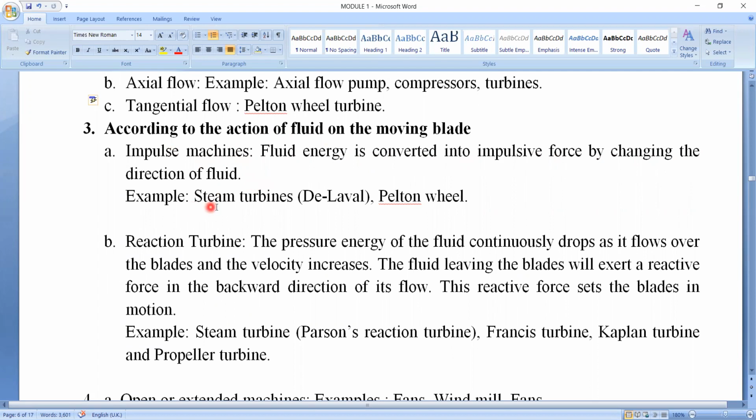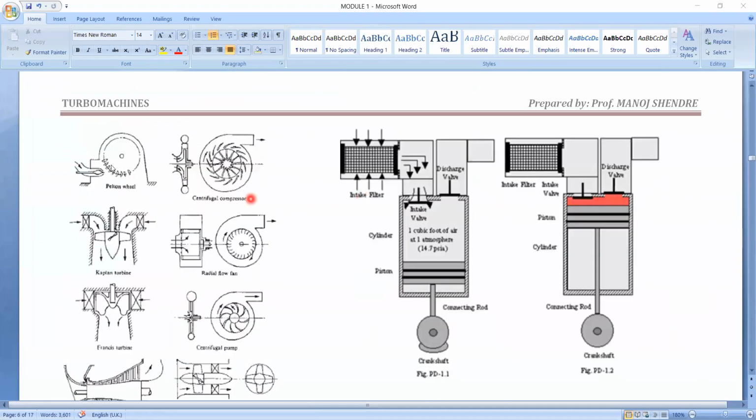So the best example in steam turbines is the de-Laval turbine. The de-Laval turbine is the best example for impulse type turbo machines or impulse type turbine. Similarly, the Pelton wheel is also an example for an impulse type machine. Now let me explain what you mean by impulse type machines. Let us consider the example of a Pelton wheel turbine.